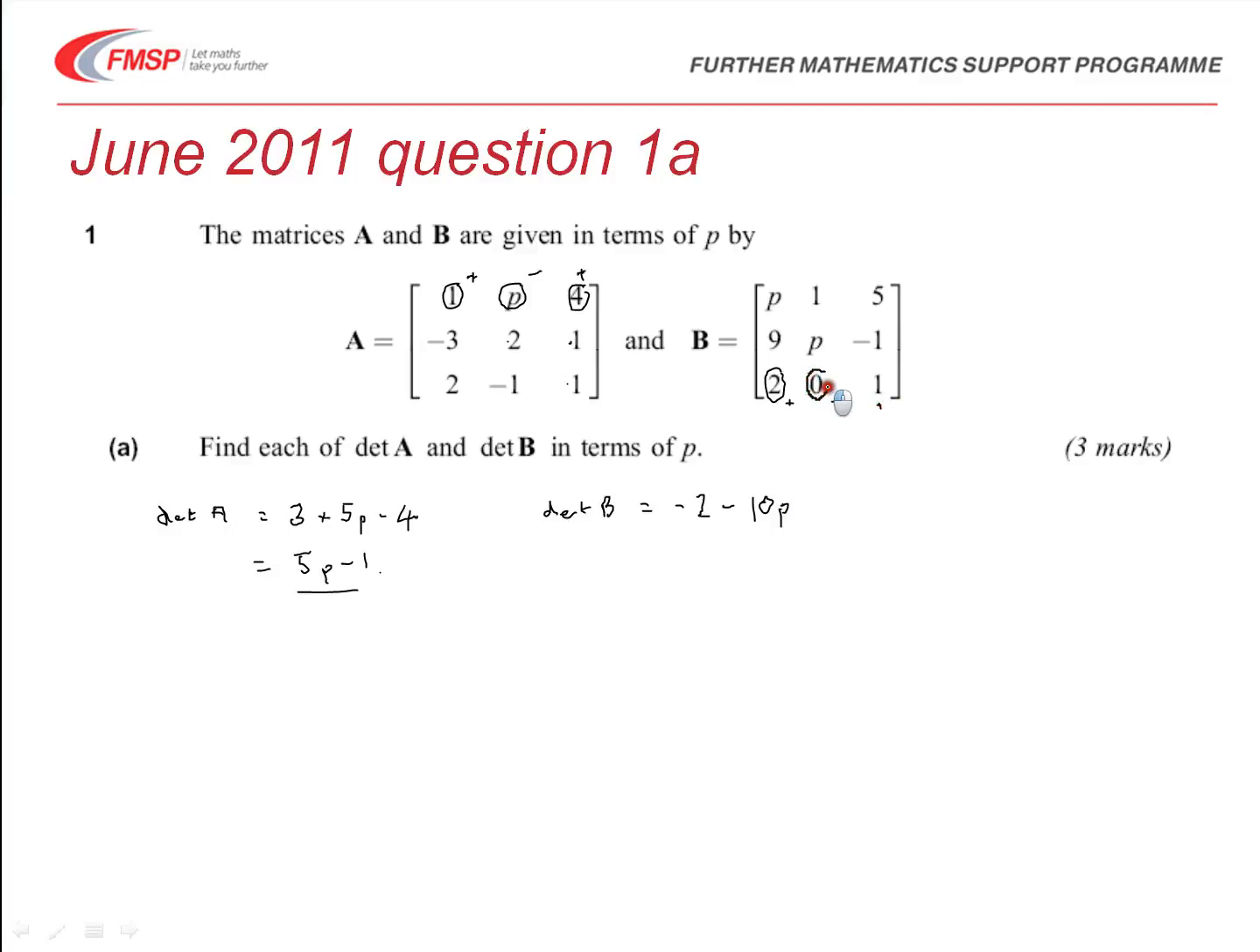Then we've got 0, so there's nothing to worry about there because it's just 0 times a 2 by 2 determinant. And then finally we've got 1 times the determinant of p and 1 and 9, which is just going to give us plus p squared minus 9. So overall our determinant is p squared minus 10p minus 11.